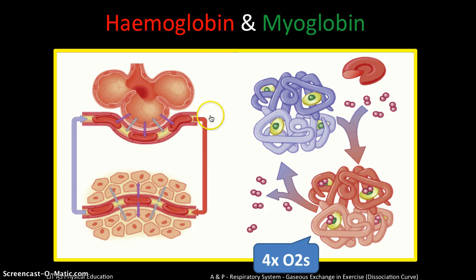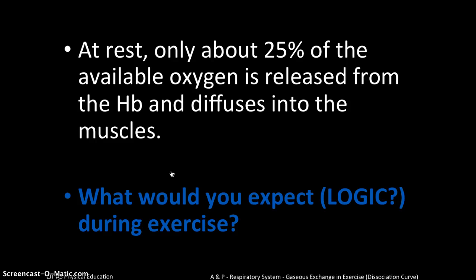So if I go back to this image here, remember we've got perhaps 4 pairs of oxygens on a hemoglobin. As the hemoglobin goes past the muscles, only 25% of its oxygen will diffuse into the muscles at rest. So that might relate to maybe 1 of the 4 pairs of oxygen. That would be a quarter, 25%. So at rest, 1 drops off, which means when it comes up here to the alveoli, it's got to pick up 1 to fill up again, and so on. So at rest, only about 25% is diffused into the muscles.